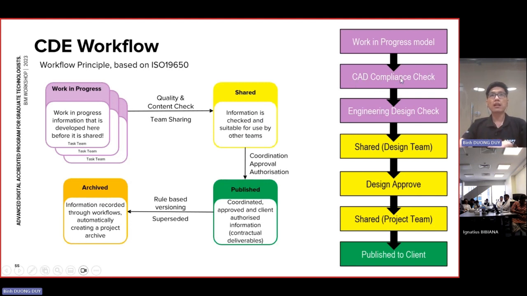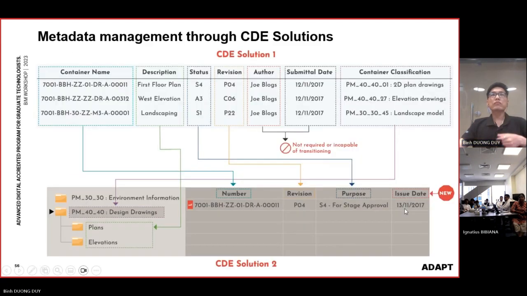One is the CAD compliance check. Second is the engineer check. The same thing happens with the shared space. We have a design approval check, then we share it. But one more thing we need to consider with the CDE, that's naming.